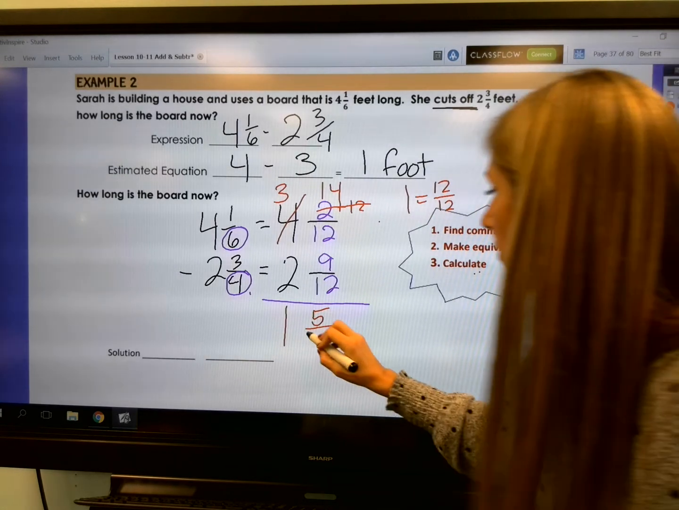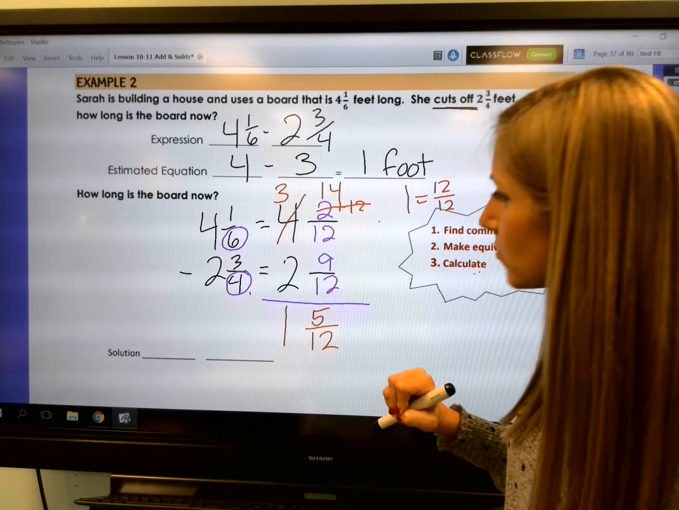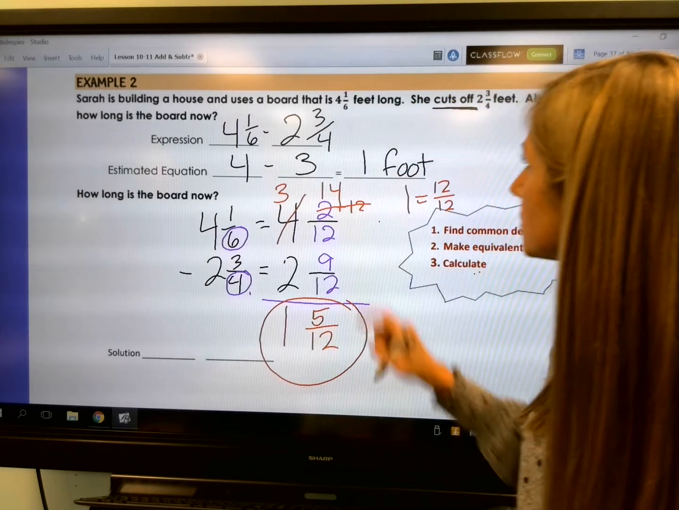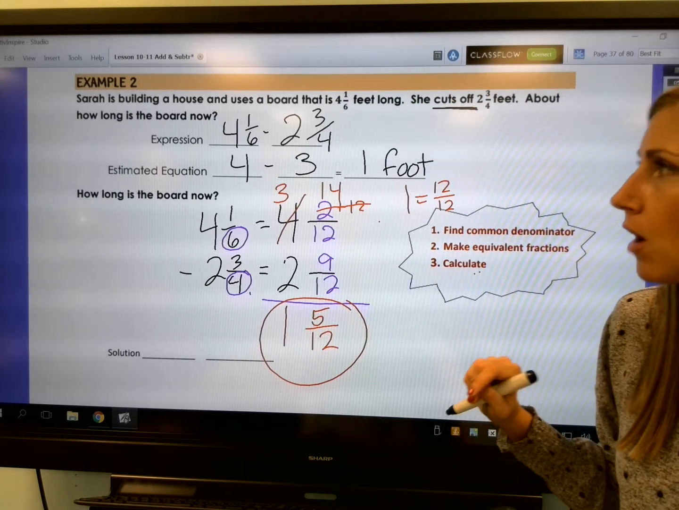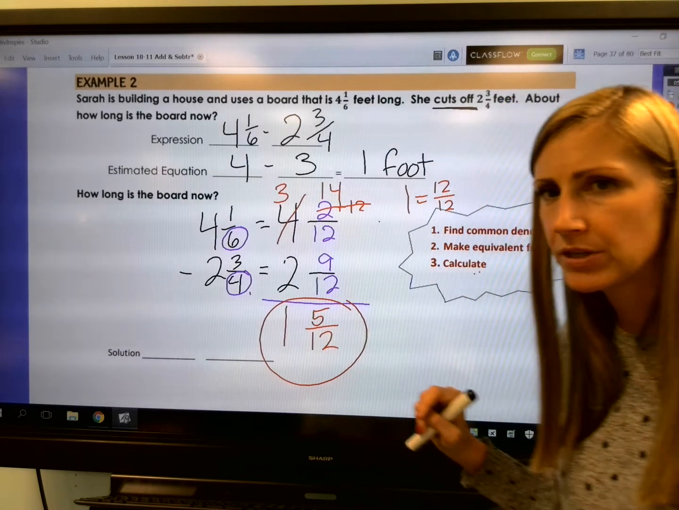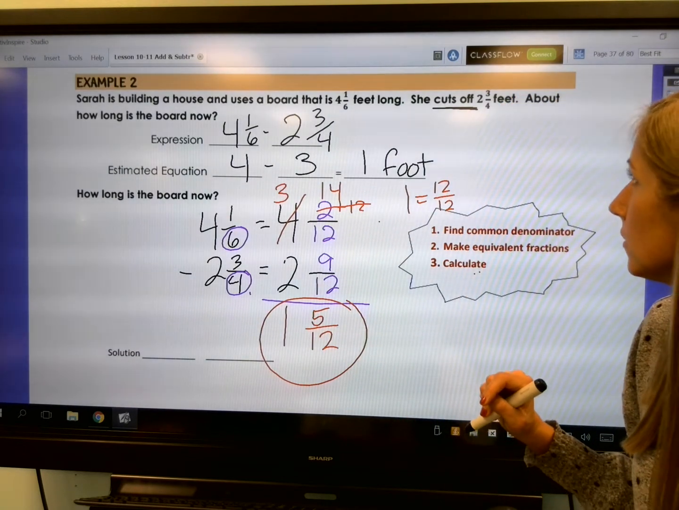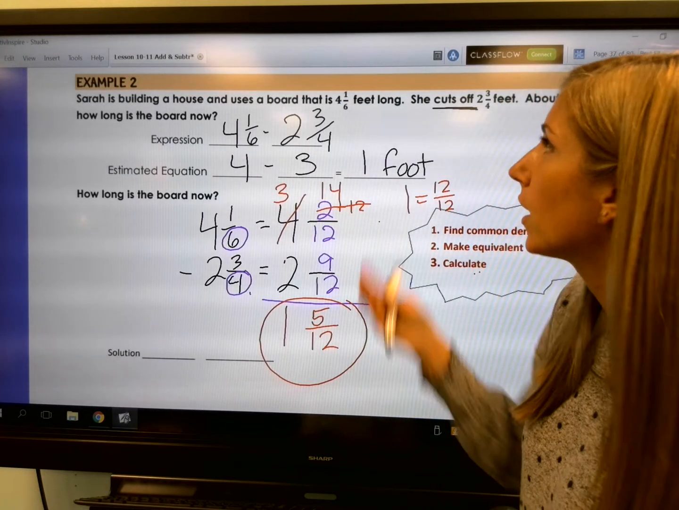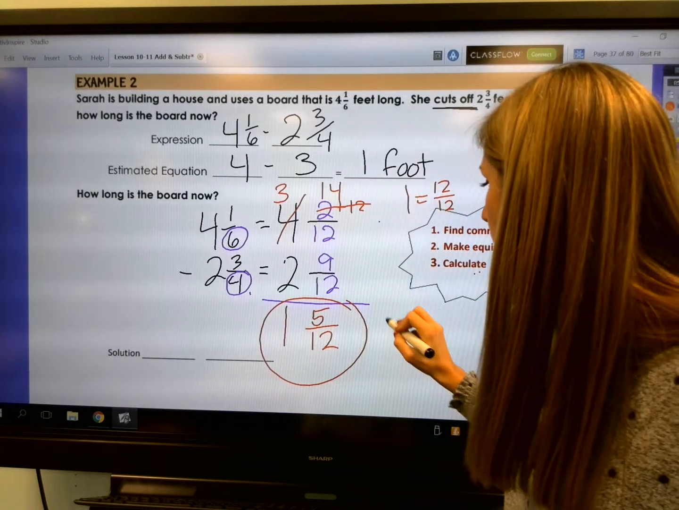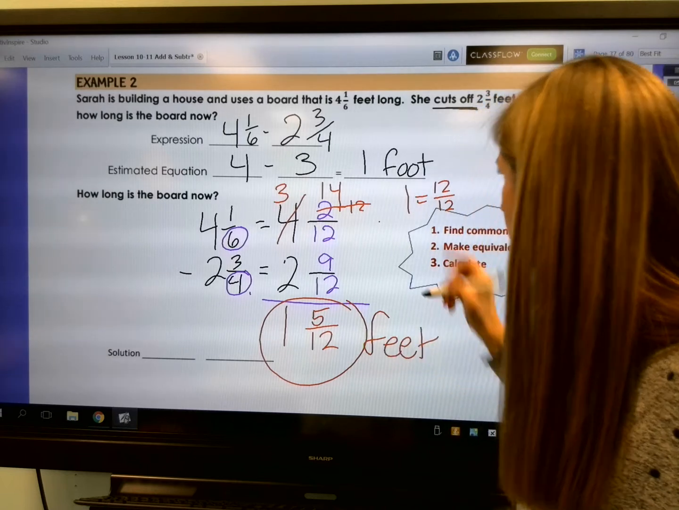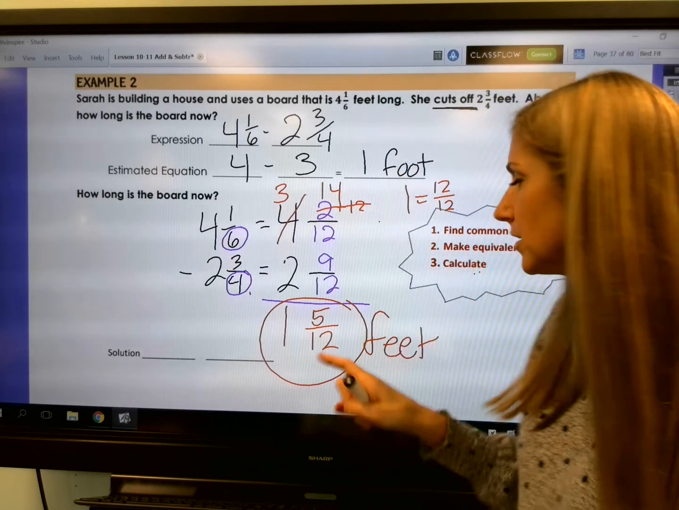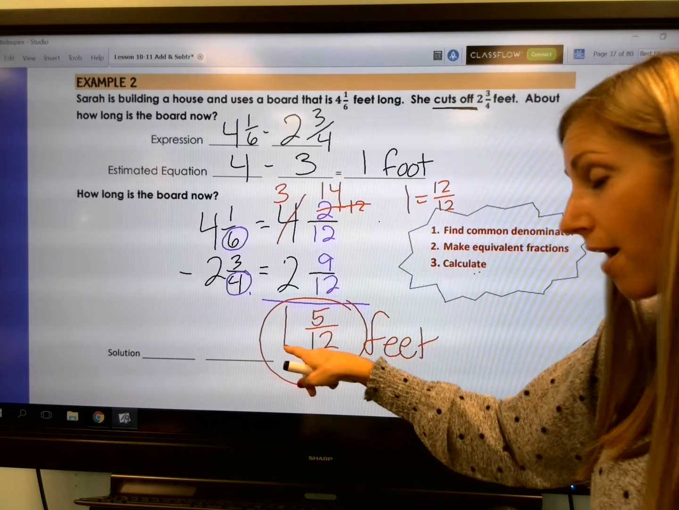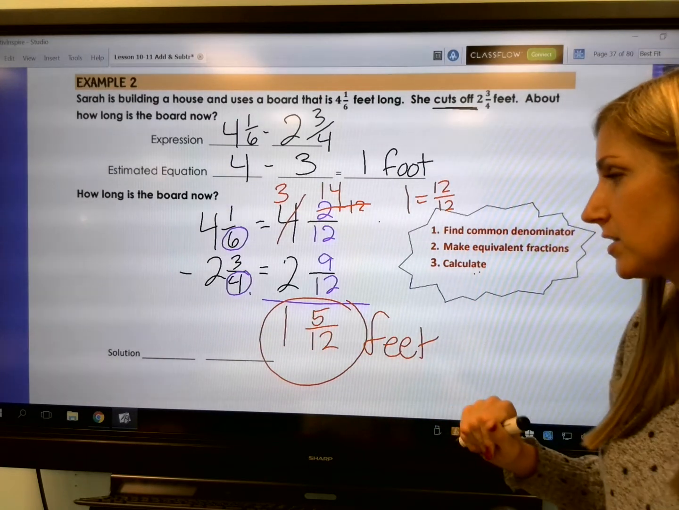So with this story problem, what would our label be if we had 1 and 5 twelfths? So about how long? What would our label be, do you think? It wouldn't be long. How are we measuring these boards? We're using what? Feet. So we would have to say feet. I said foot up here because that's singular for 1. And then feet is more than 1. So we do have more than 1. We don't have 2 wholes, but it is more than 1.